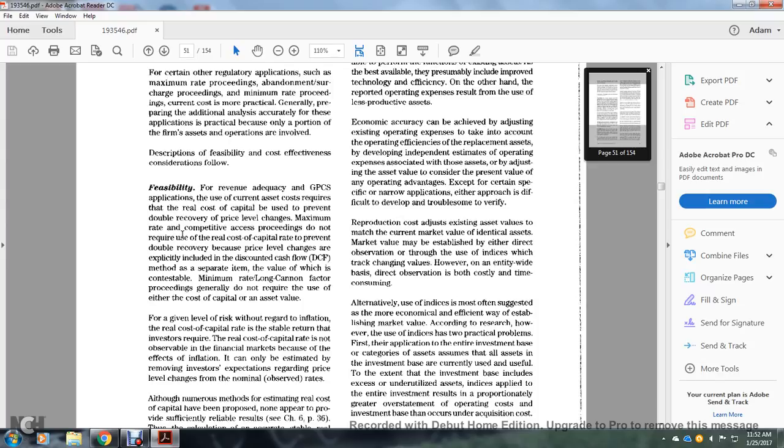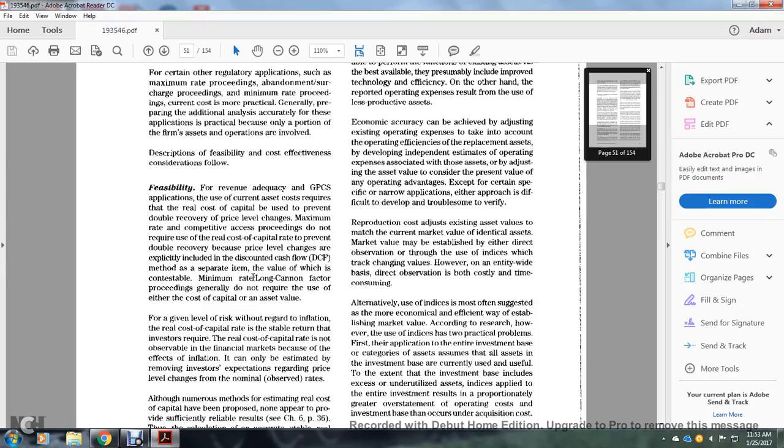Feasibility for the revenue adequacy of the general purpose cost system. The application review of the current assets requires the real cost of capital to prevent a double recovery for the price level change. Maximum rates competitive with the access proceeding do not require the real cost of capital rate to prevent the double recovery, because the price level changes are explicitly included in the discounted cash flow, or DCF, method as a separate item of the value.